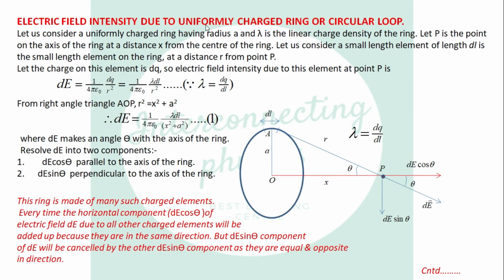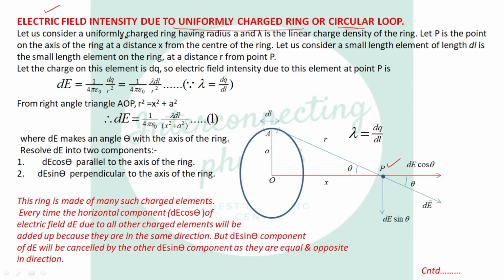Now let's move on to another example of continuous charge distribution, that is a uniformly charged ring or circular loop. This is also an example of continuous charge distribution. So the topic is electric field intensity due to a uniformly charged ring or circular loop. It means we are given some circular loop and we have to calculate the electric field of this loop at point P.